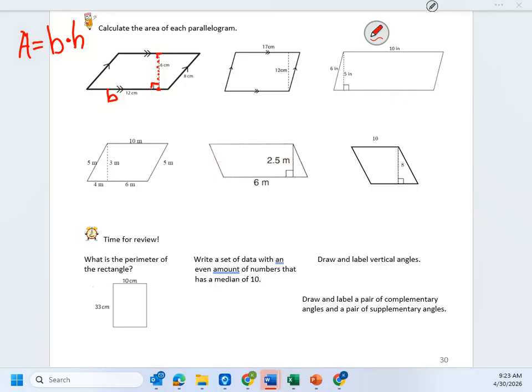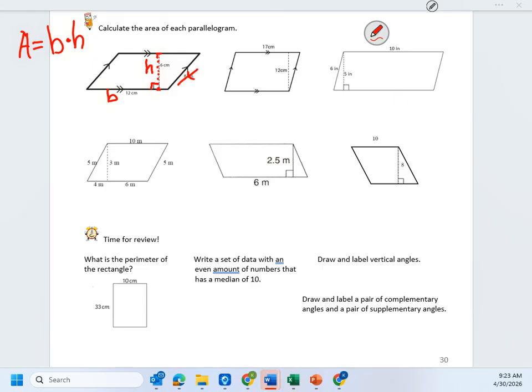Straight up and down, it makes that right angle. So that is my height. Straight up and down, perpendicular, making a right angle. So what should I do with my slanty measurement that they gave me, Michael? 12 times 6. What should I do with the slanty measurement? Cross it off. We don't need it.